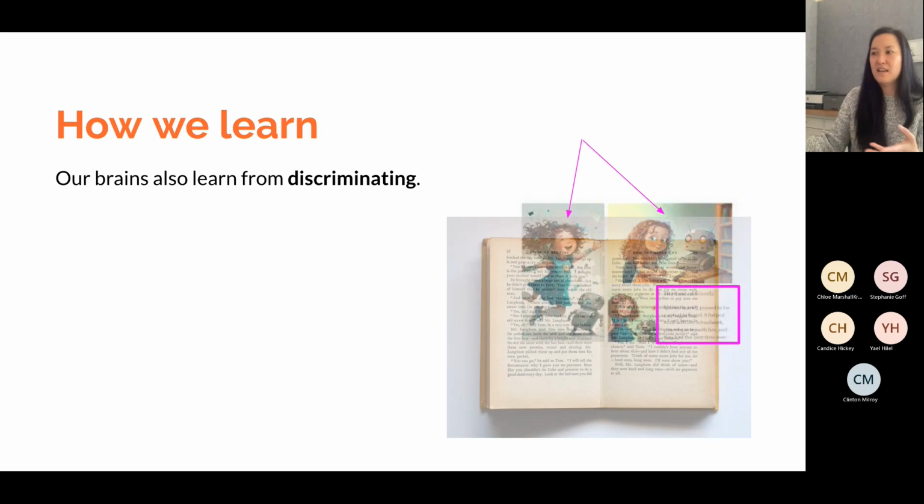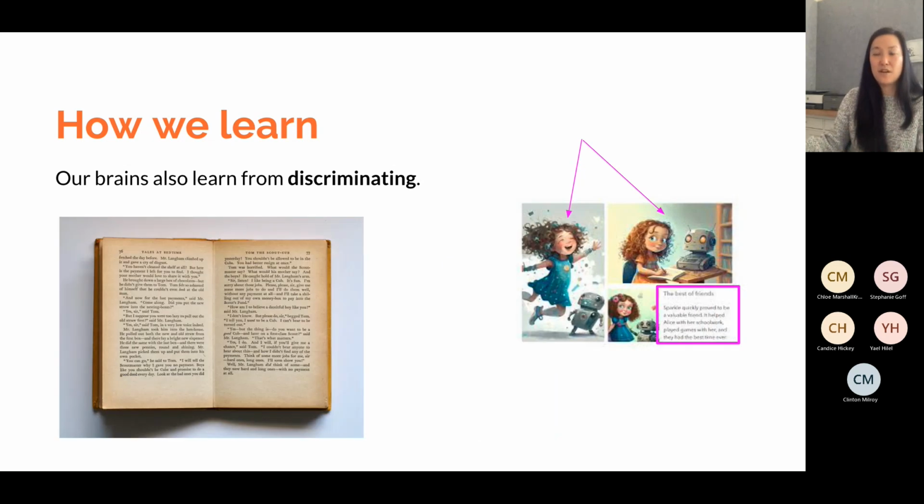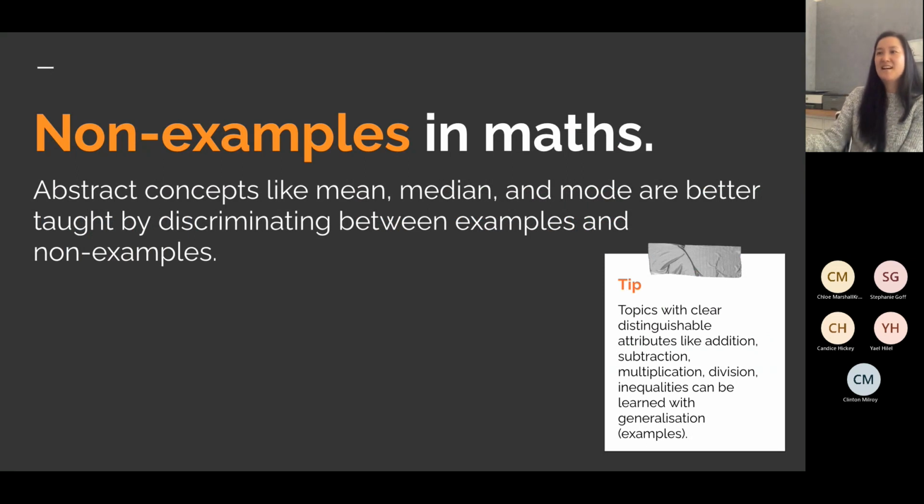If you look at this, this is another example of a book. It looks very different than a newspaper. In order for us to learn what a newspaper is and isn't, our brains have to discriminate what something is and is not. So this is an example of non-examples. How about non-examples in math? Abstract concepts like mean, median, and mode are better taught by discriminating between examples and non-examples.